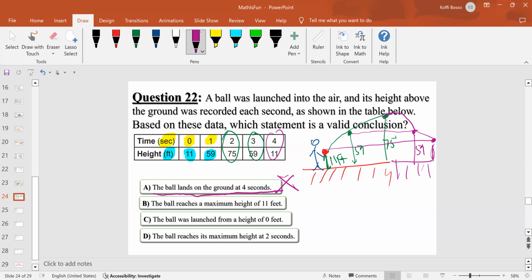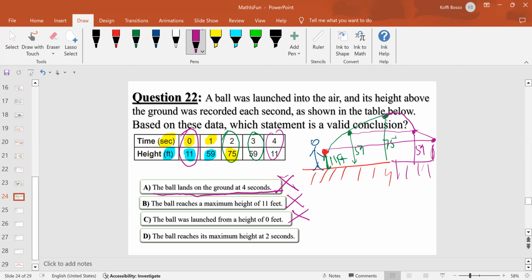B, the bar reaches a maximum height of 11 feet. The maximum height here is 75. Yeah, it's the 75 feet. So again, this is not correct. C, the bar was launched from a height of 0 feet. The bar was launched at a height of 11 feet. They say 0 second, but it's not 0 feet. So this is also out.